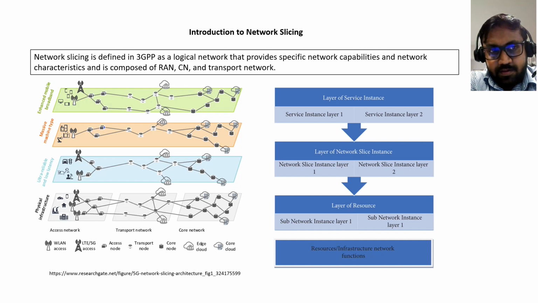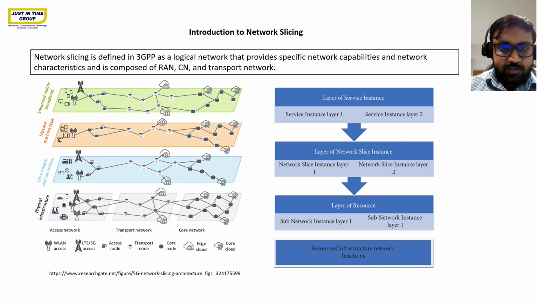So the main idea behind network slicing is being able to cater to different service level objectives end to end. For example, let's say you have some requirement for latency, some requirement for enhanced mobile broadband, and some requirement for massive machine type communication. So you should be able to allocate virtual and logical resources in the network end to end. So that's the main idea behind network slicing.